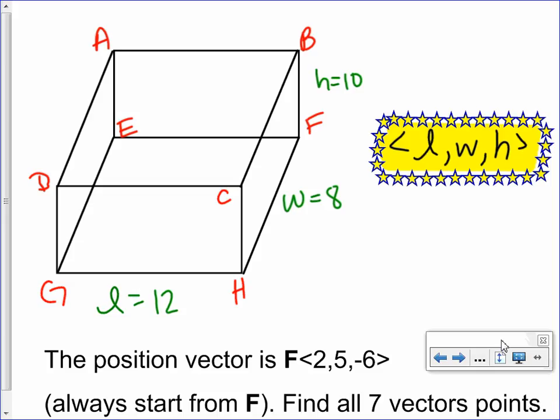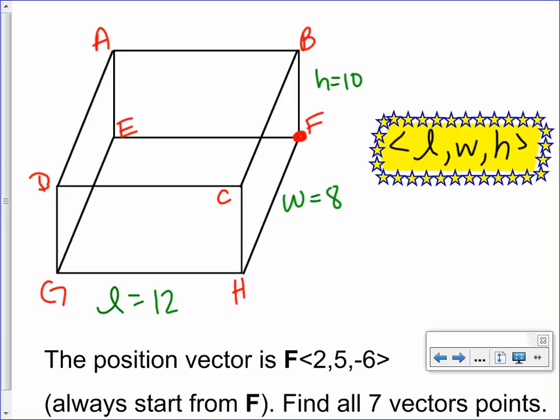All right. Let's add another dimension to our problem. 3D vectors. When you write a vector in 3D, it goes length times width times height. So for example, our starting point, our position vector, is F for flex. So this right here is our position vector. To find all the other vectors, we just base it off the movement from that vector.